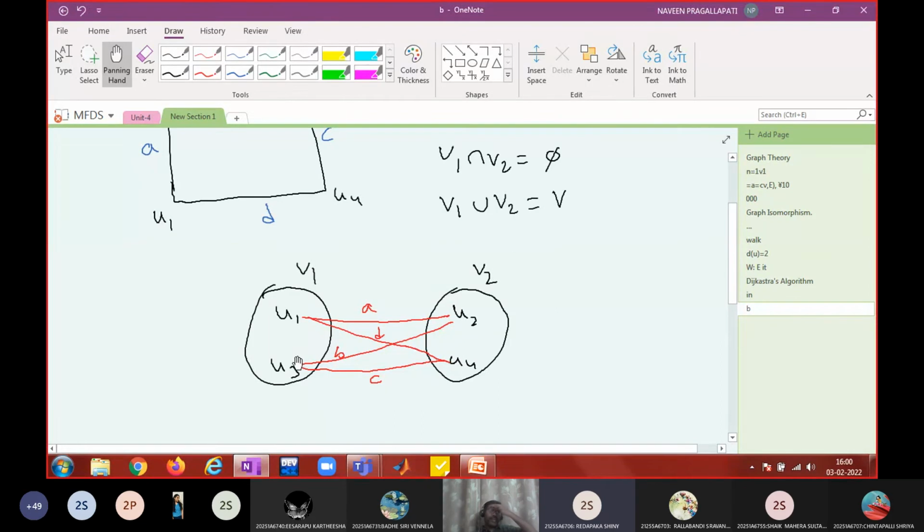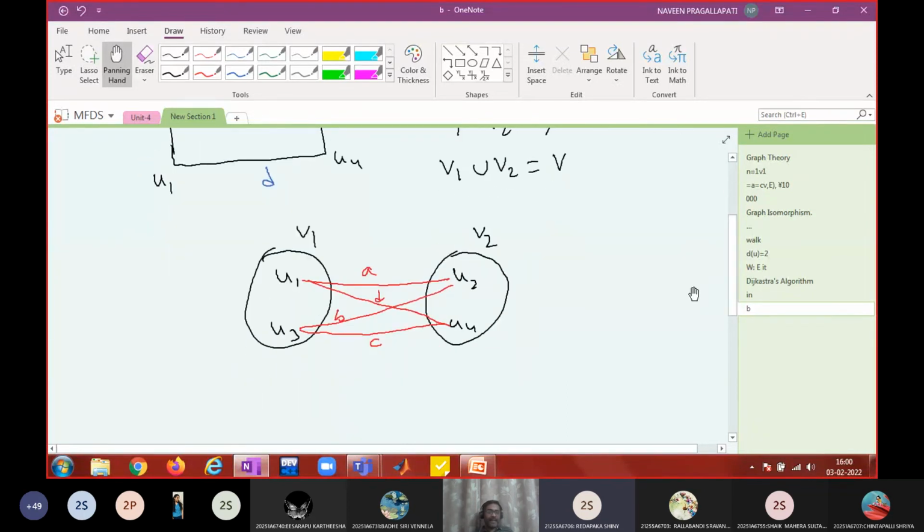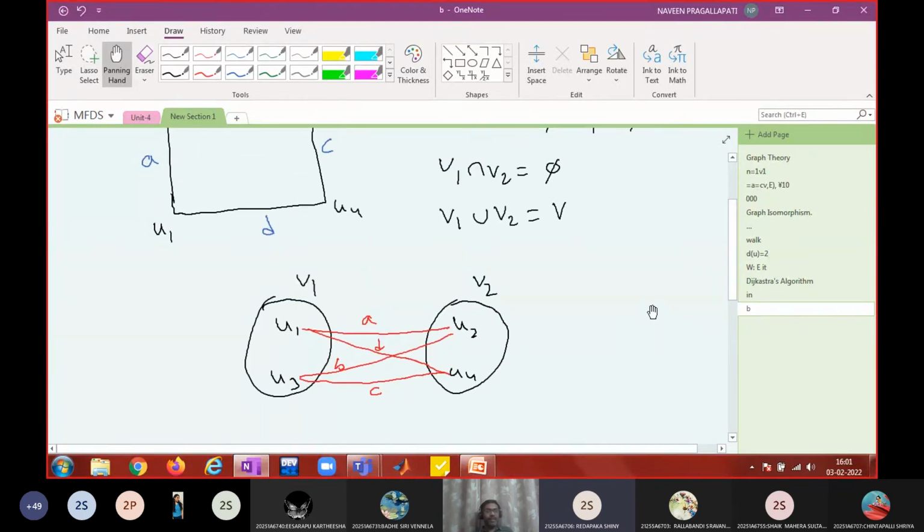Okay. So because this is a bipartite graph, I partition the vertex set into two sets such that no two vertices in the first set are adjacent, no two vertices in the second set are adjacent, and whatever edge is there, that edge has one end in the first set and the other end in the second set. If that is the case, we say it is a bipartite graph. Is it okay?